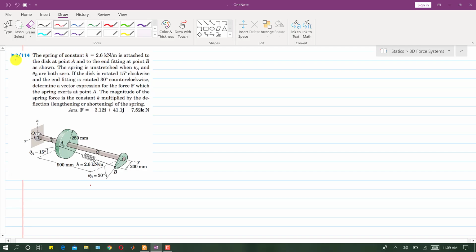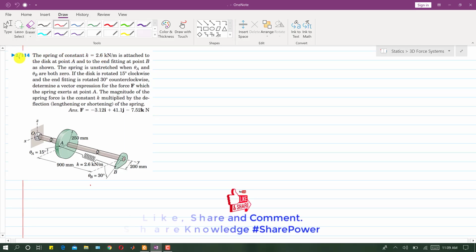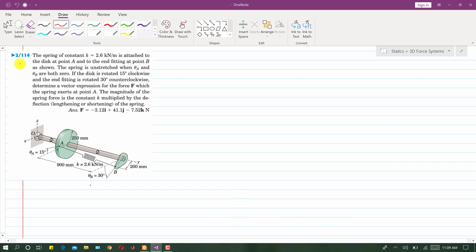Now I am going to solve this problem 114. Whenever there is a spring, the problem becomes a bit trickier for you people, but it's not tricky, it's very simple. And I think it's an important one as well. So this is problem 114.